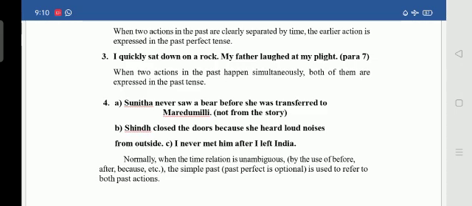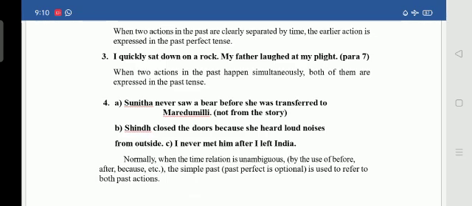See the fourth. In fourth A: Sunita never saw a bear before she was transferred to Maredumili. This is not from the story. And see the B: Sindhu closed the doors because she heard loud noises from outside. C: I never met him after I left India. Normally, when the time relation is clear from the use of before, after, because, etc., the simple past or the past perfect is optional and is used to refer to both past actions.